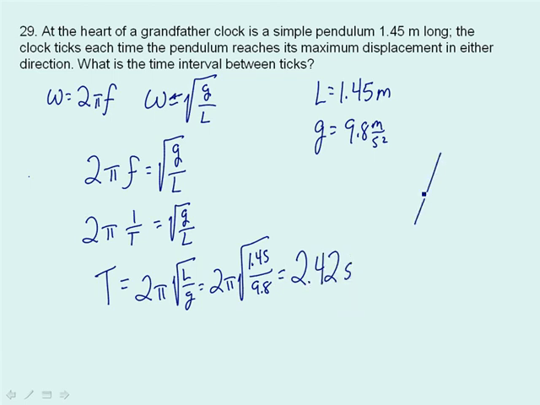Now, on a pendulum, that 2.42 seconds occurs when it goes this direction and then back to the point where it originated. But it says here that the clock ticks each time the pendulum reaches its maximum displacement. So it ticks here and then it ticks here as well. So our time between ticks, I'm going to call it T ticks, is equal to the total period divided by 2, which is 1.21 seconds.